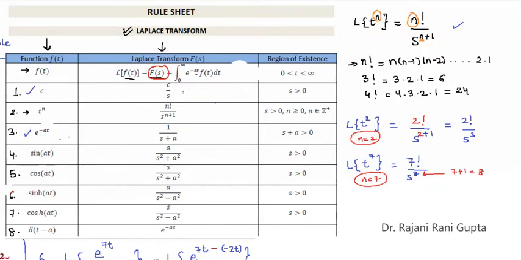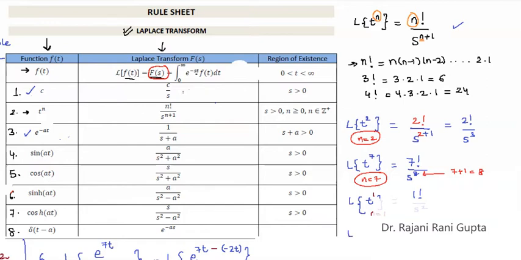Now, what if you have Laplace transform of t, how will you find it? t means t to the power 1. So here n is 1. So this will give you 1 factorial over s square.